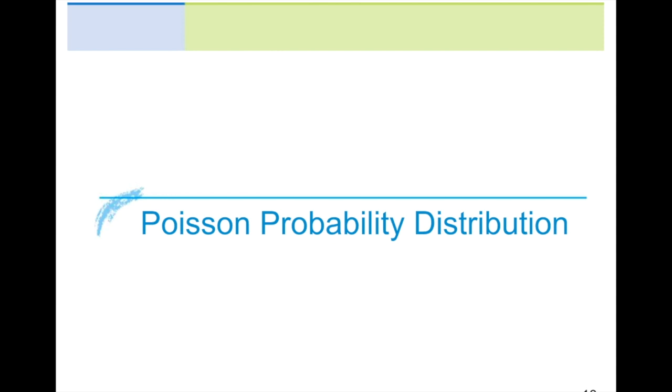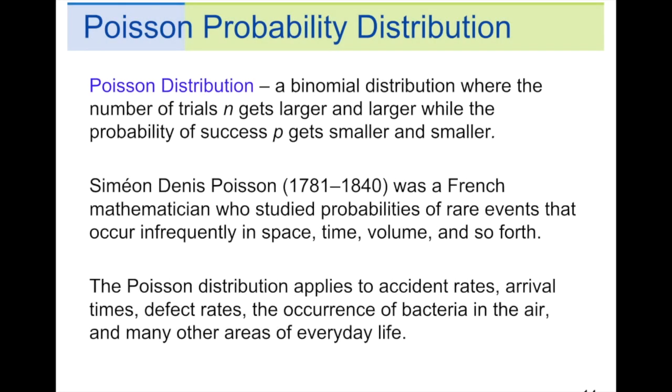Poisson probability distribution. The Poisson distribution is a binomial distribution where the number of trials n gets larger and larger while the probability of success p gets smaller and smaller.